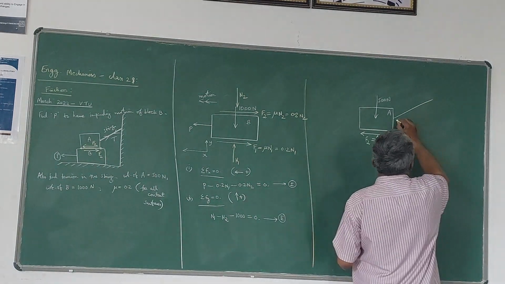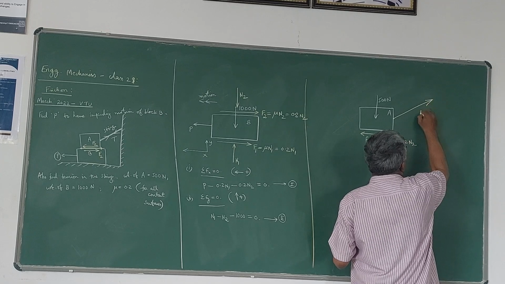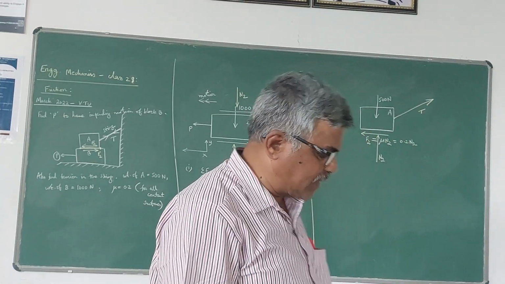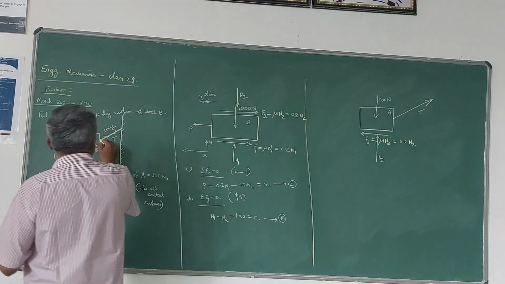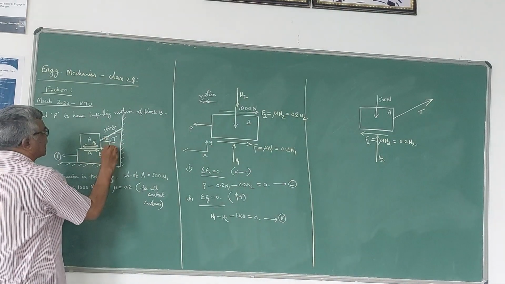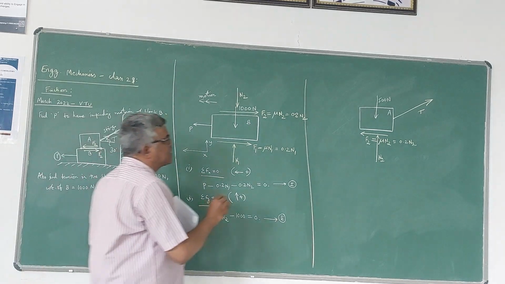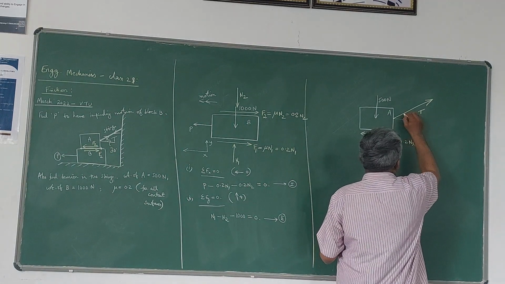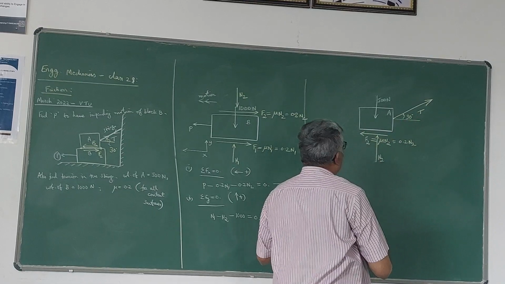So in this string you have a tension force. Of course, he has given the angle as 30 degrees. The string is connected at an angle of 30 degrees, that means this angle is 30 degrees. Now once this angle is known, you can resolve this into 2 components.